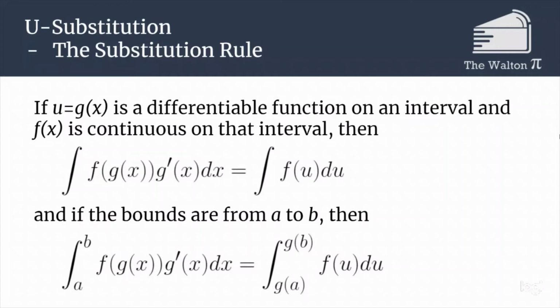And if our bounds go from a to b, we have to change our bounds when we are doing these problems. That is something that's very important to remember. Your bounds change when you do a U-substitution. You can't just keep the same bounds because that's going to give you the wrong answer. Your bounds will change when you do a U-substitution.